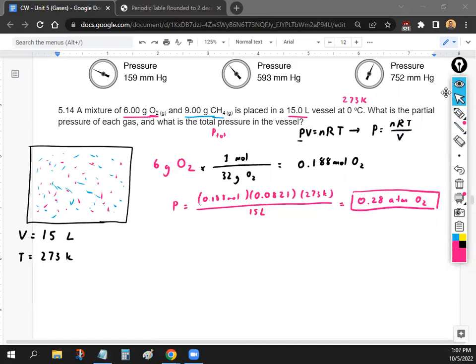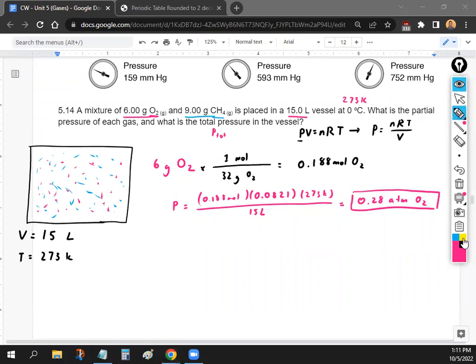Okay, so if you're comfortable with using this equation, I will let you guys go ahead and see if you could find the partial pressure of methane, and then see if you guys can find the total pressure after you guys do that. But do you guys have any questions before I let you guys go? None? Good. Okay. Good luck, guys.